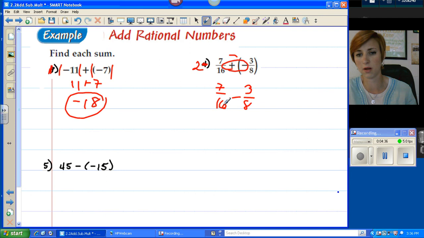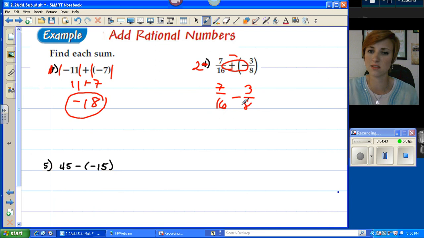We have to look at our denominators. So 16 and 8. Now it's always easier if you look at the smaller one, like 8, and ask, can 8 go into 16 evenly? Yes, it can. So my 16 is going to be my common denominator. So fix both fractions to where the denominator is 16.